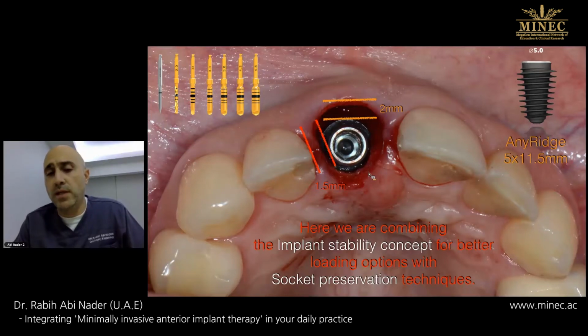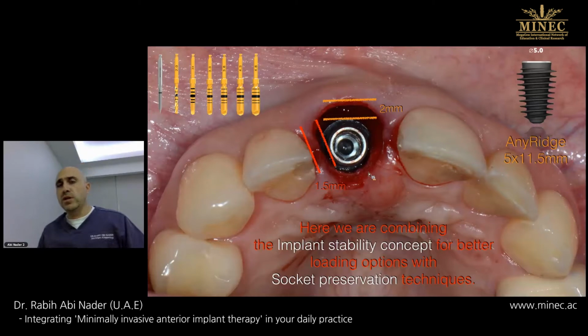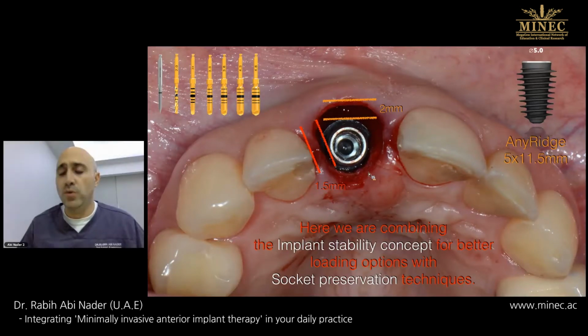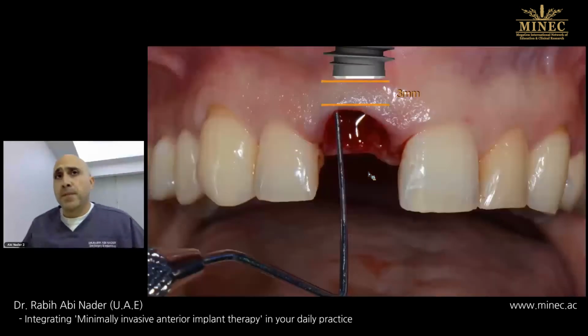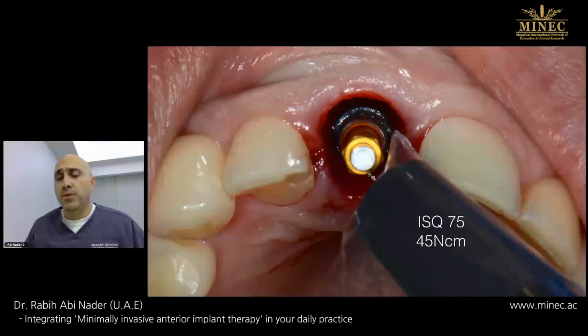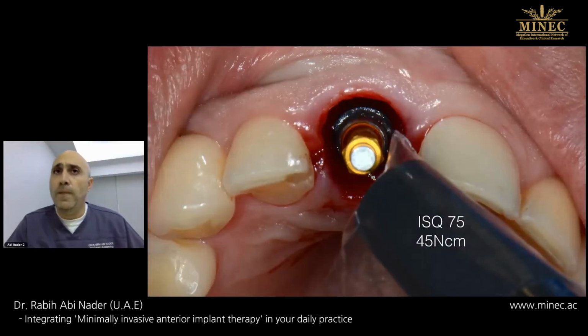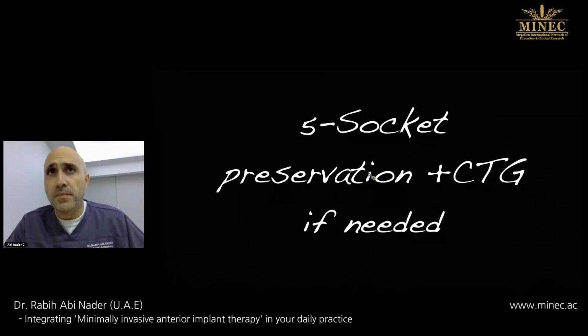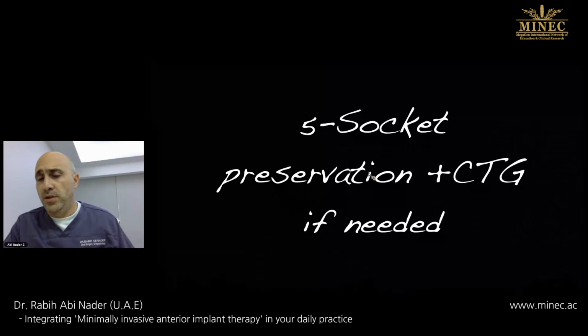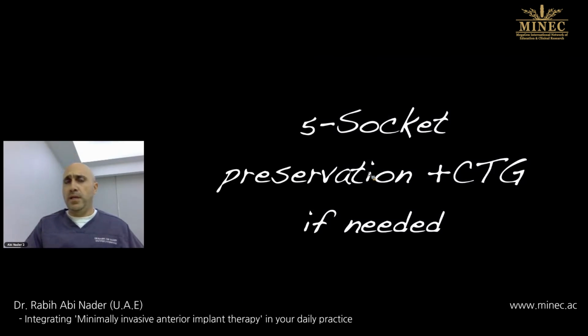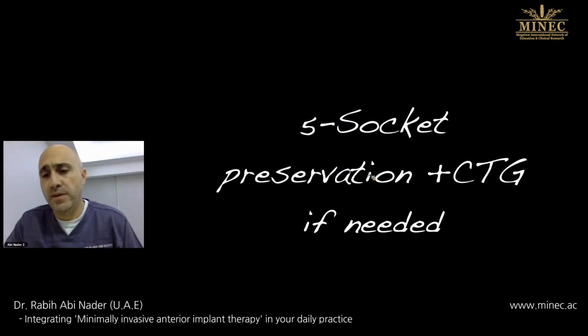When you are drilling, if you feel that your bone is soft, you can under-prepare, or you can even choose an implant with wider threads. With the implant in the right position, we verify with ISQ, and then we have a high ISQ and high insertion torque, ideal for immediate loading. Now socket preservation, like socket preservation plus connective tissue graft if needed.